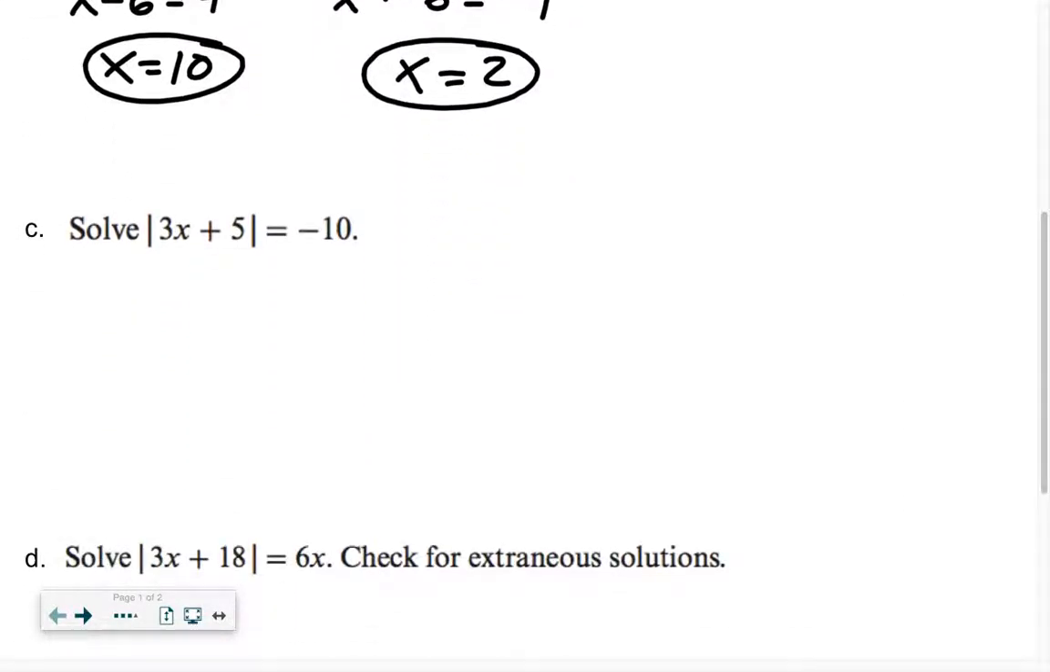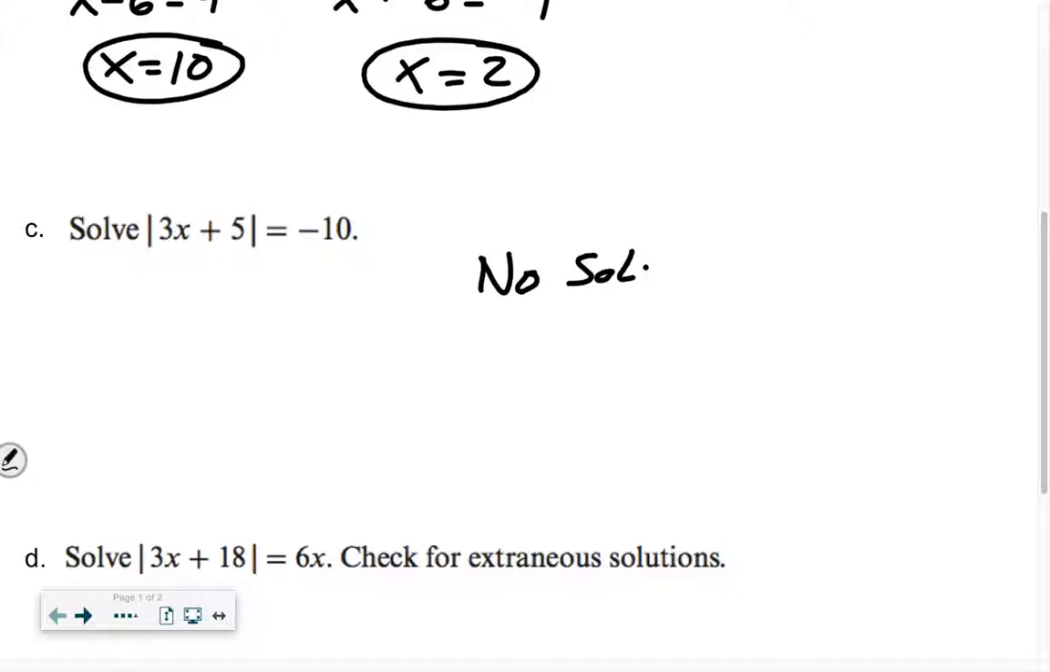On your own, 3x plus 5, that absolute value is equal to negative 10. Abby has an answer already. No solutions. Why do you say that? Because if you have an absolute value, you can't equal negative. Yeah. So Abby happened to recognize it right away, and that's awesome. Because, again, we can never take the absolute value of an expression and get a negative value. So if you recognize that right away, put no solutions.